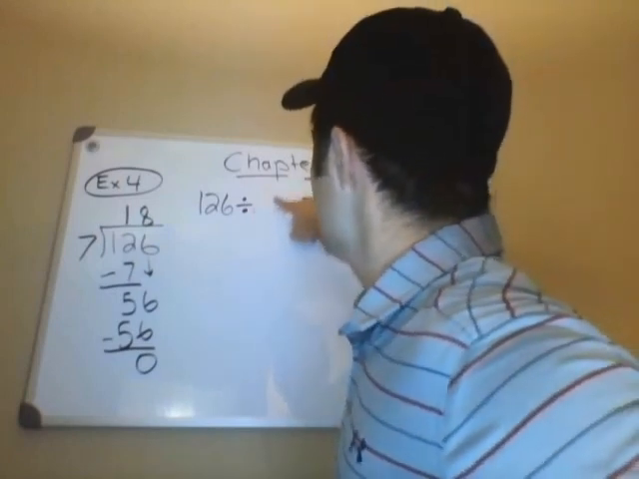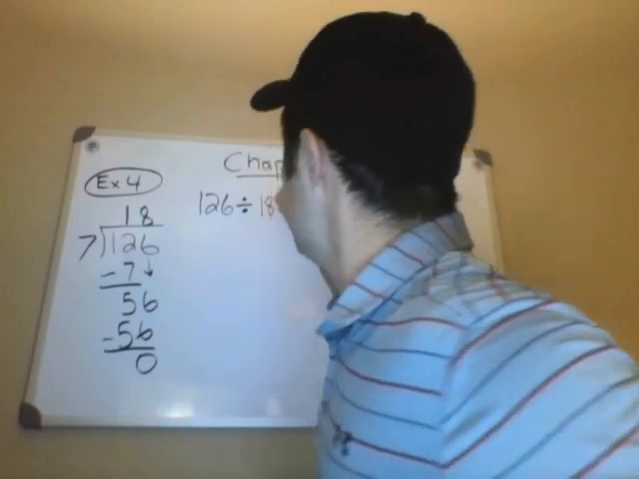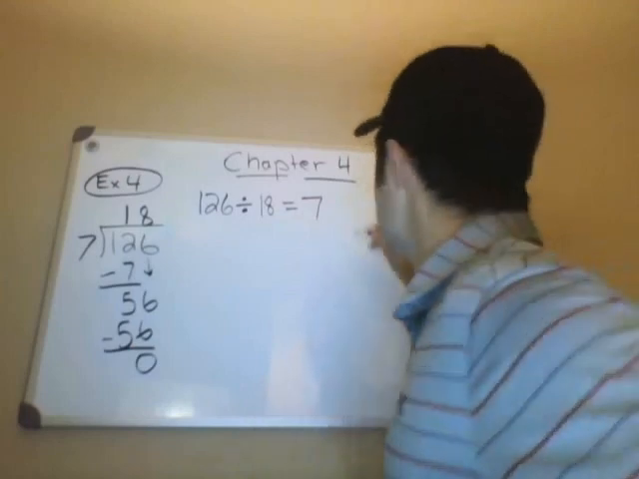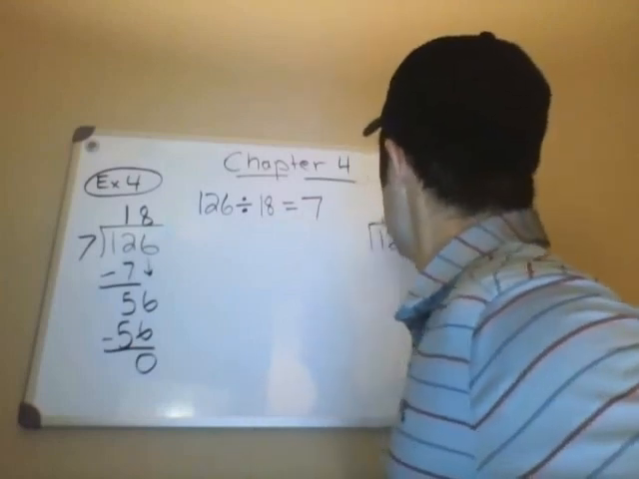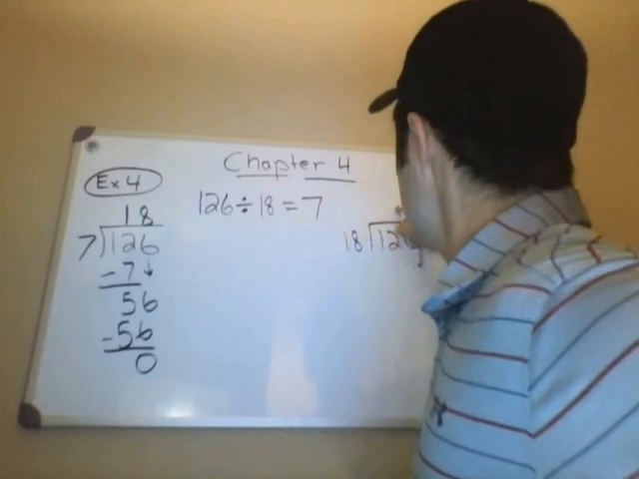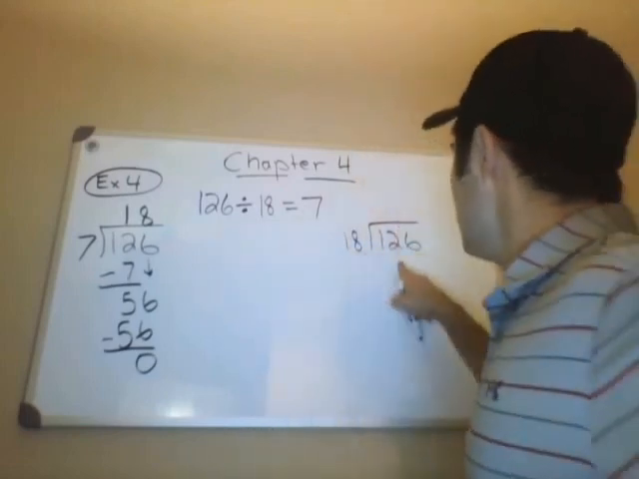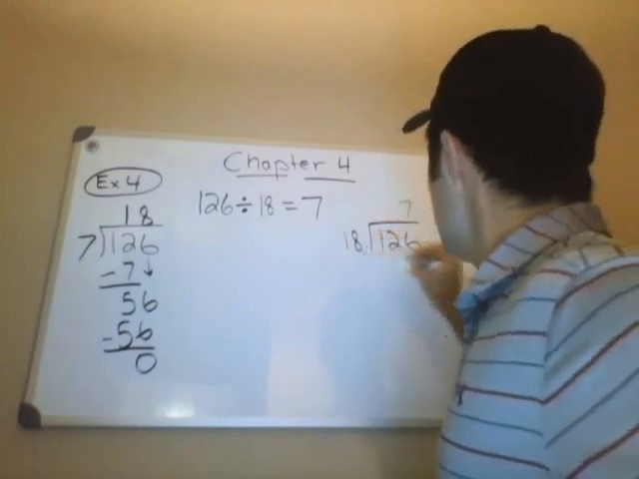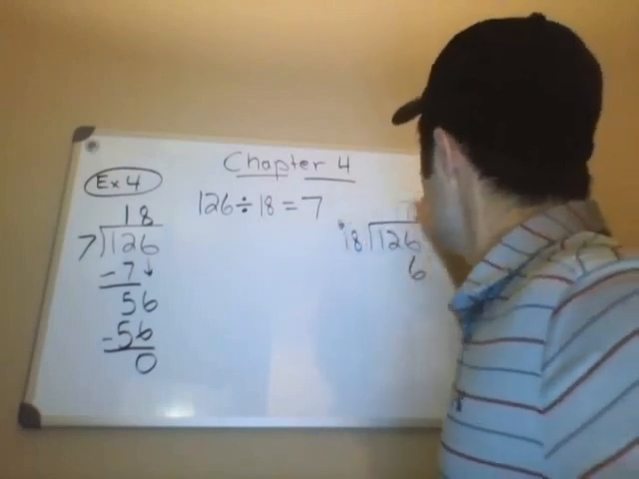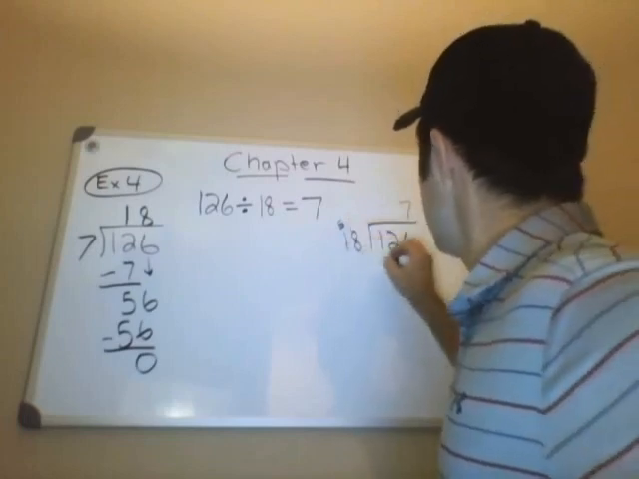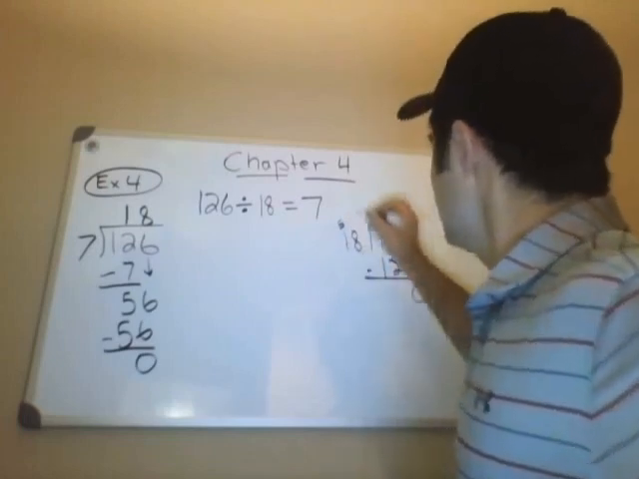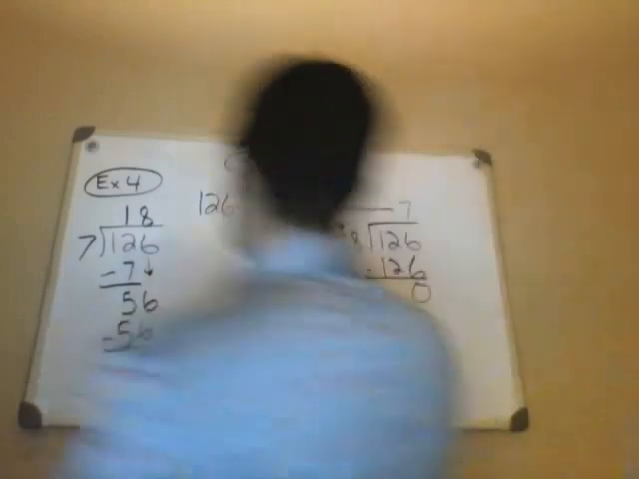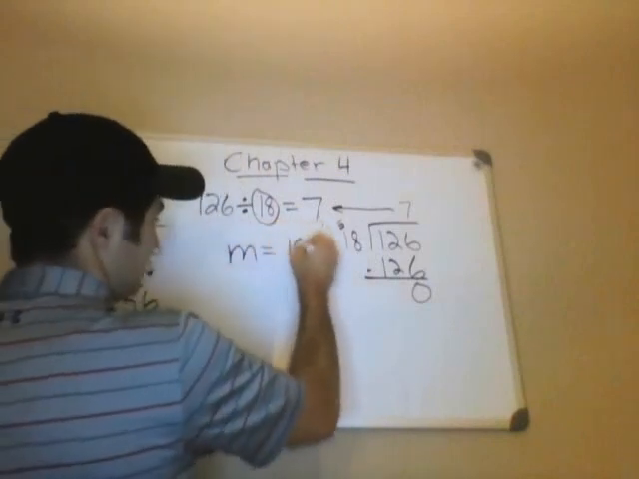So see if this is true. In order to check it, plug that in. See if 126 divided by 18 equals 7. Is that true? So let's do that really quick. 126 divided by 18. Is that going to equal 7? Let's find out. 18 to go into 126. Let's see, about 7 times. 7 times 8 is 56. 7 times 1 is 7, plus 5 is 12. So your answer is 18, which is correct. So M equals 18.